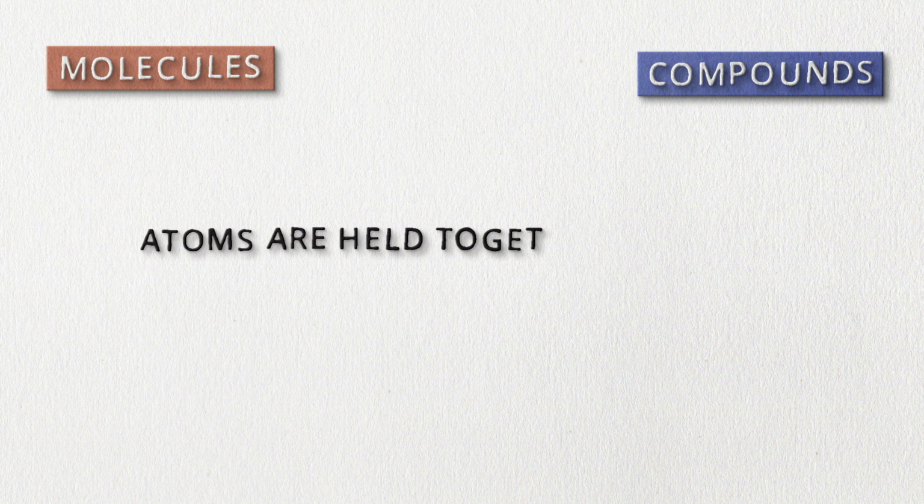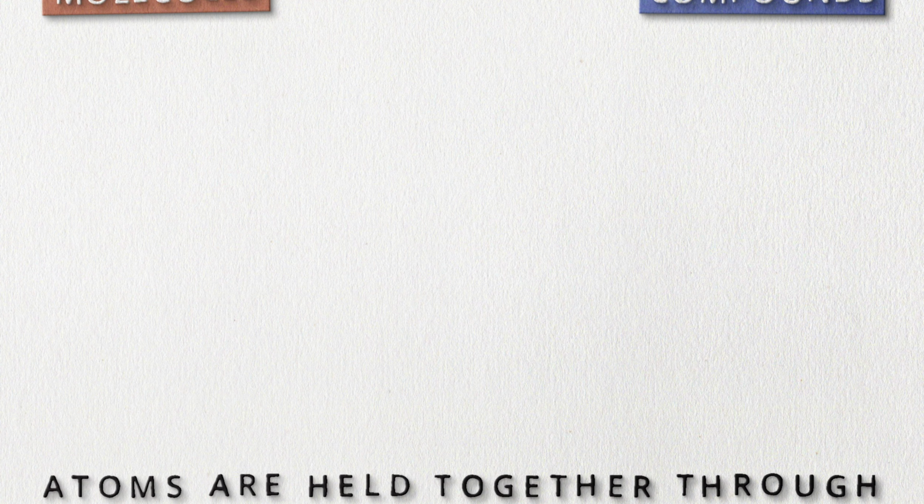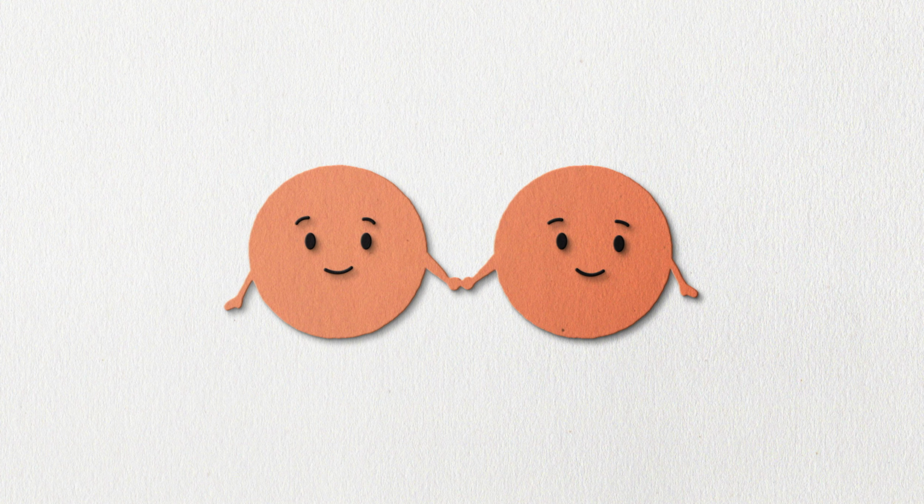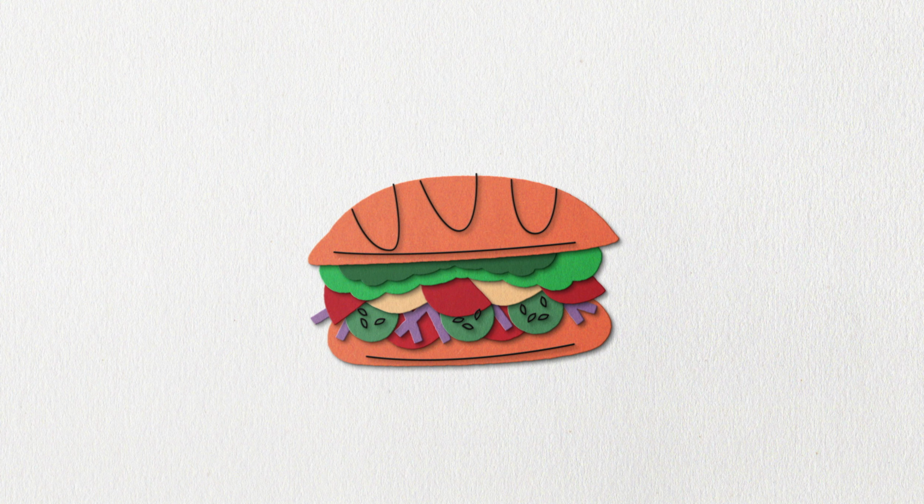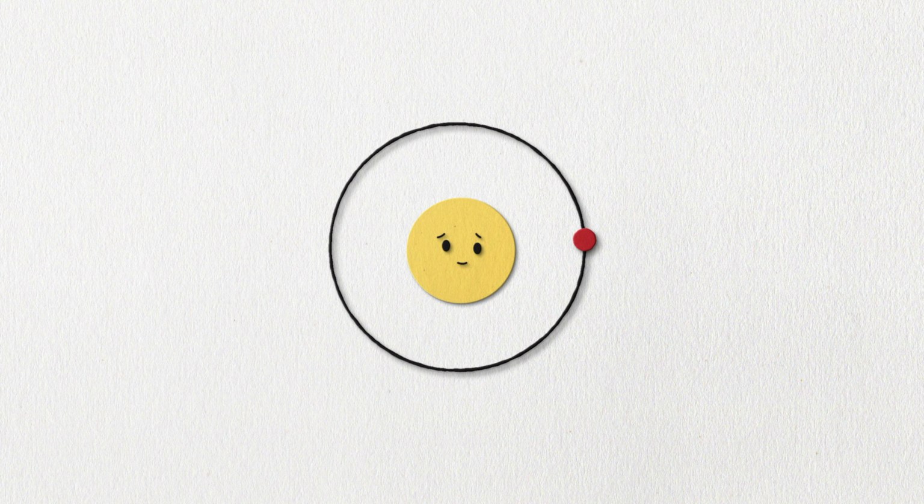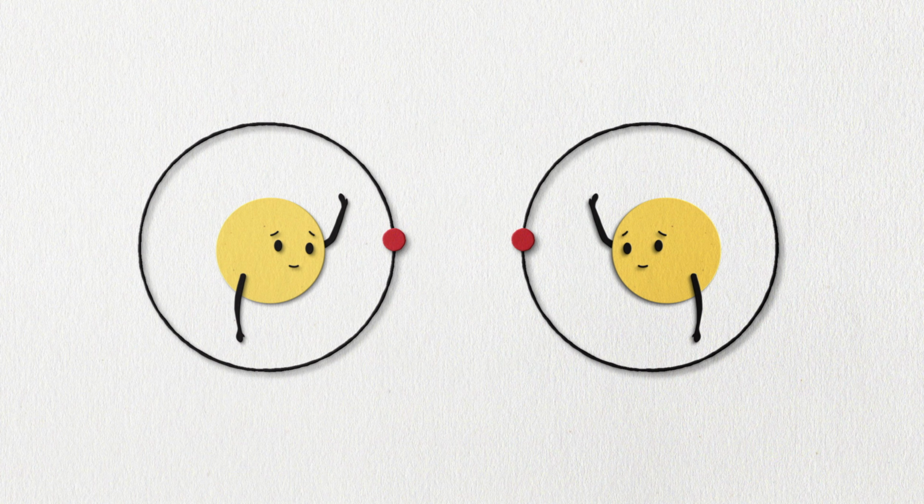In molecules and compounds, atoms are held together through different types of atomic bonding. Atomic bonding is similar to other types of bonding. Growing up, all you want is stability. A roof over your head, bills paid, and good food. Atoms are the same. Atoms want to achieve a stable, low-energy state, and if bonding with other atoms gets them to that state, then they'll do it.